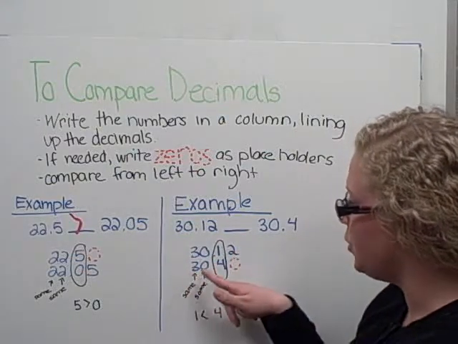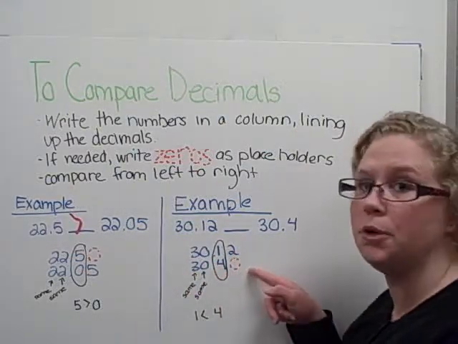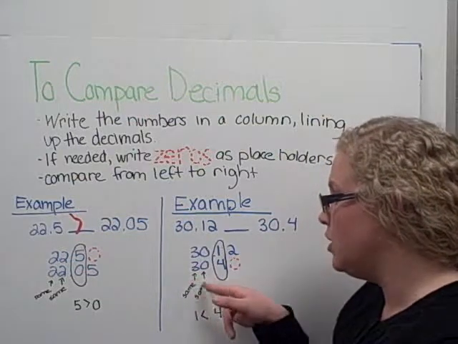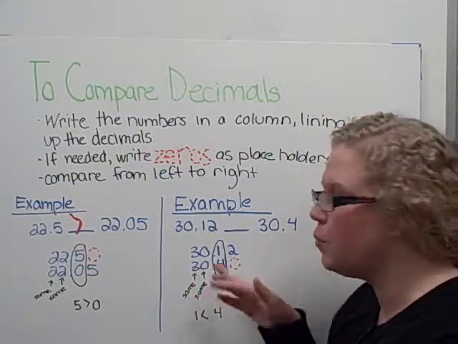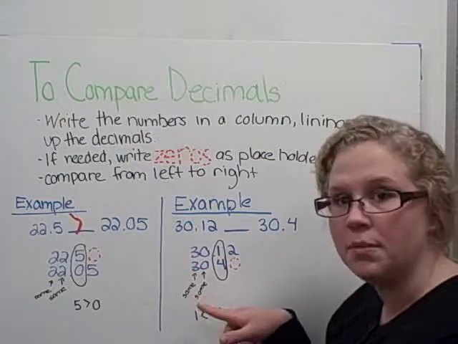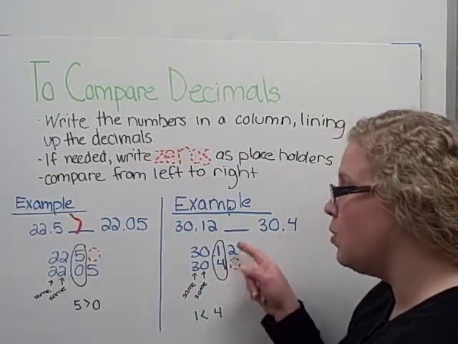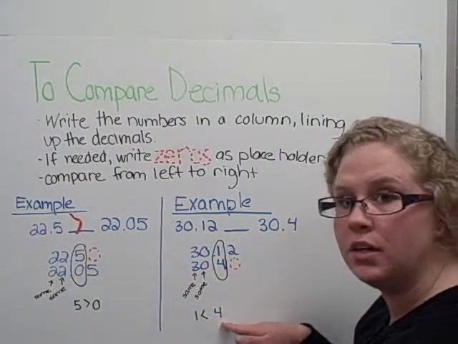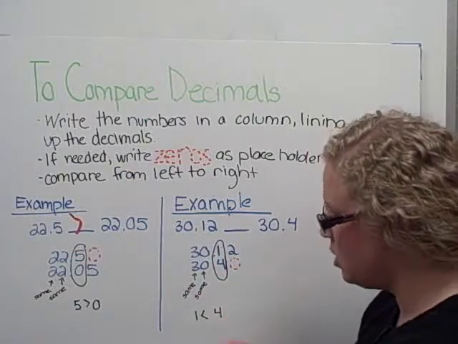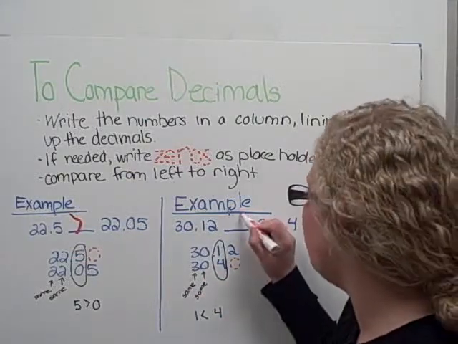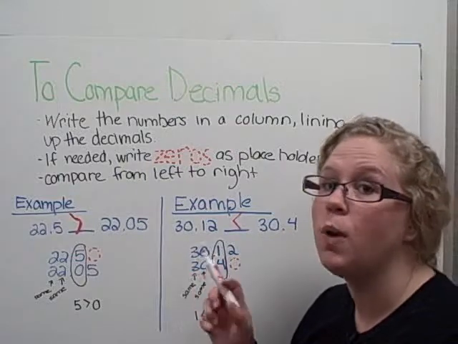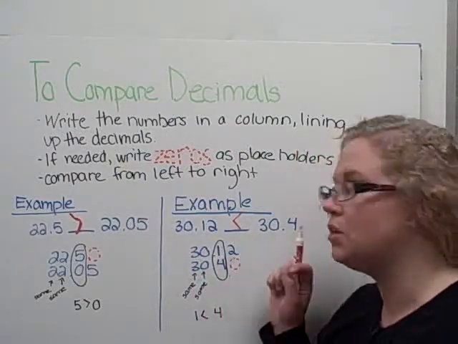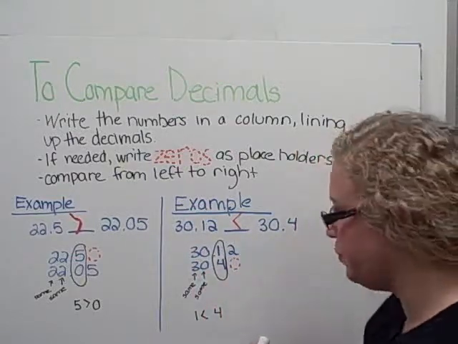30.12 compared to 30.40, with the 0 as our placeholder. The ones place and the hundredths are the same, so we focus on the tenths. We have a 1 compared to a 4. Since 1 is less than 4, our final solution is 30 and 12 hundredths is less than 30 and 4 tenths.